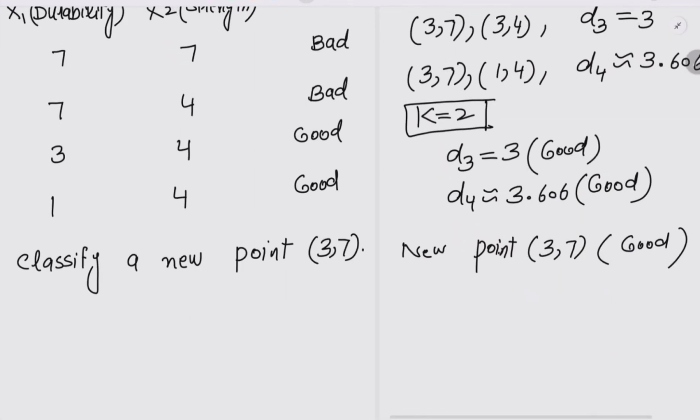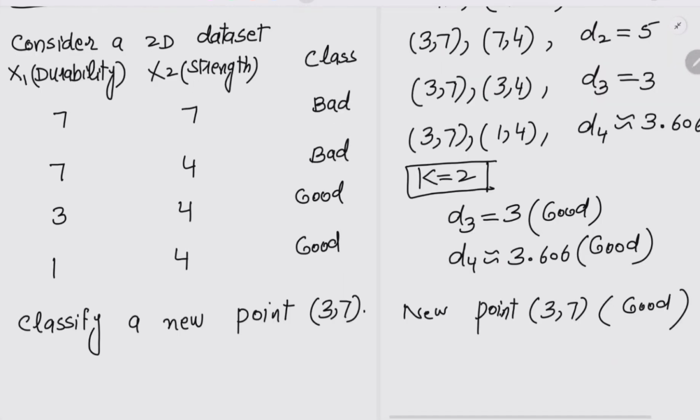Remember that you must know the number of neighbors. If I don't know the neighbors, then you cannot solve the problem. You must be given the value of k, either 3, which means 3 neighbors, or 4 neighbors, and so on. In this case, it is given to find the unknown point with k equal to 2. It means with 2 neighbors.